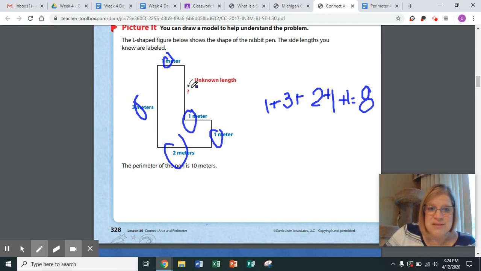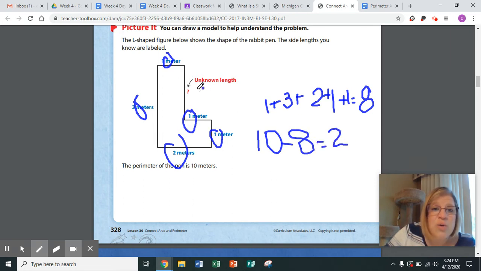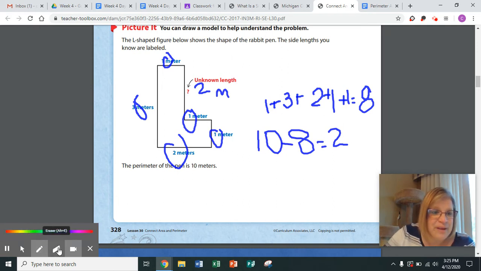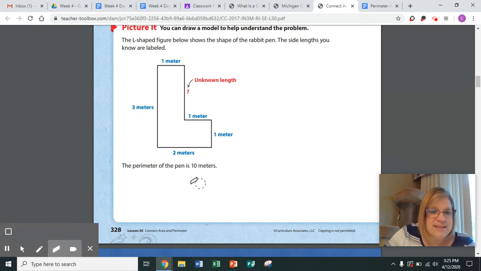So we have 8. So what are we going to do? What's going to be that unknown? We know the entire thing is 10. So what's missing? 10 minus 8 is, that's that other equation we're going to write. 10 minus 8 is 2. So my unknown side there is 2m for meters. Okay, so you can fill that in, and I will erase this.